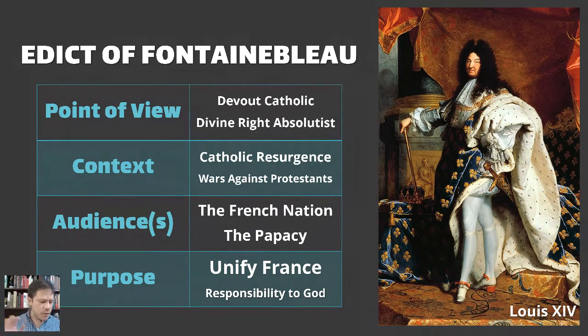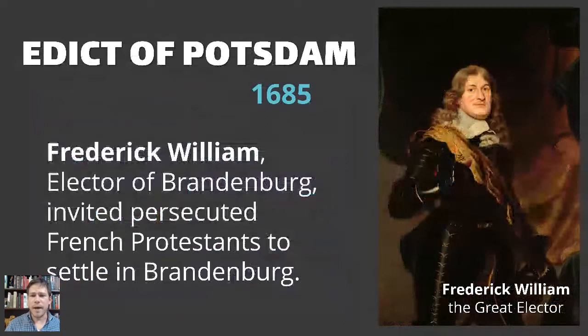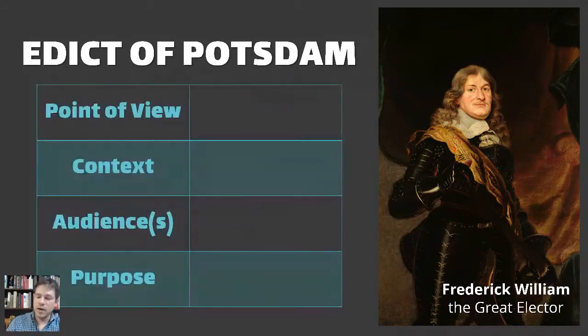Now, this is an edict I didn't even know about until last week, but I was researching this a bit more. And Frederick William, the Great Elector, about a week later issued the Edict of Potsdam. And so Frederick William, the elector of Brandenburg, when he saw that Louis was kicking Huguenots out of France, invited these persecuted French Protestants to settle in Brandenburg. Now, why is he going to do that?